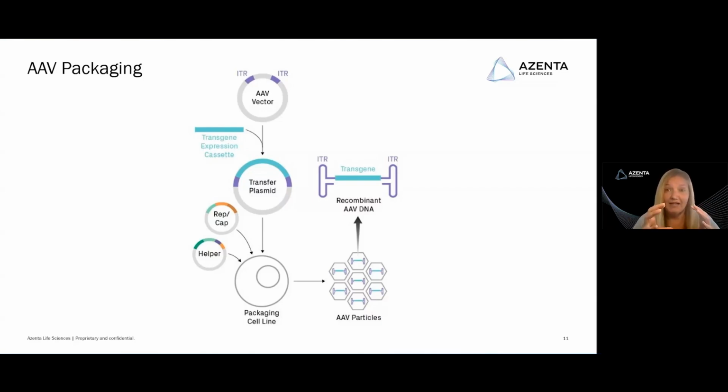Now, when we're thinking about the packaging, if everything goes according to plan, all we'll have inside of those AAV particles is that recombinant AAV DNA, but there is the potential for us to have other contaminating DNA. This can be things like the backbone of the transfer plasmid, the rep cap or helper plasmids, or any DNA from the host packaging cell line. So it's really imperative that we test our product, that packaged product, those AAV viral particles, to make sure that we have exactly what we expect, no more, no less.